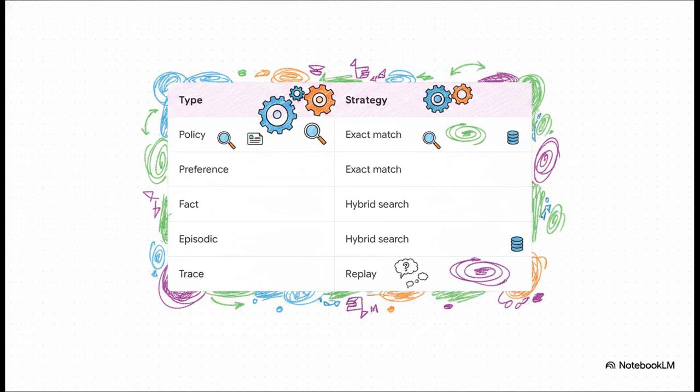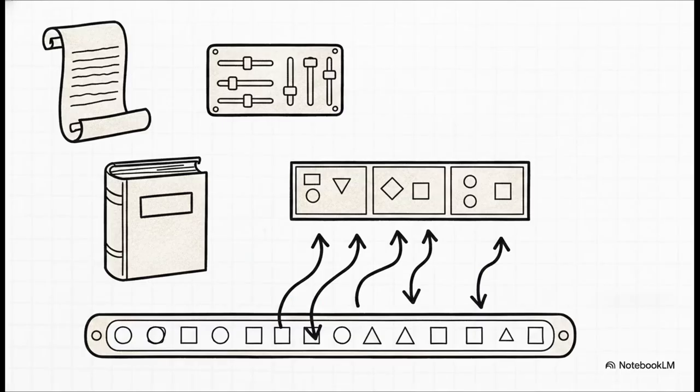On the flip side, fact and episodic memory rely on hybrid search, fusing both lexical and semantic vector retrieval to find conceptually relevant knowledge. Let's break these down just a bit further. Policy memory holds your procedural rules. Preference memory holds stable user settings like, hey, always output in JSON. Fact memory stores durable assertions about the world. Episodic memory holds structured summaries of completed tasks, so the agent doesn't have to rederive solutions from scratch every time.